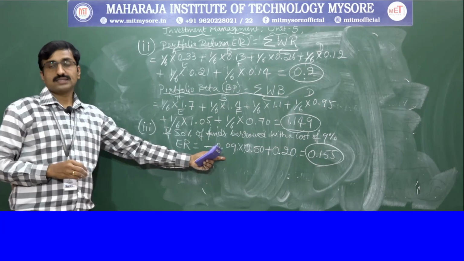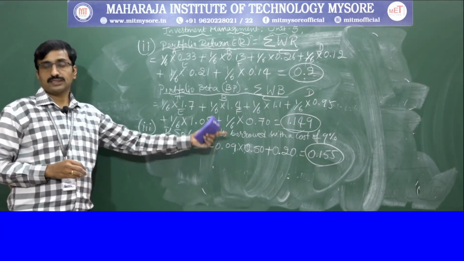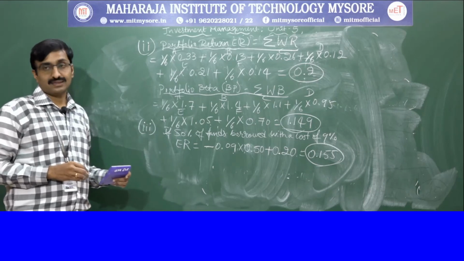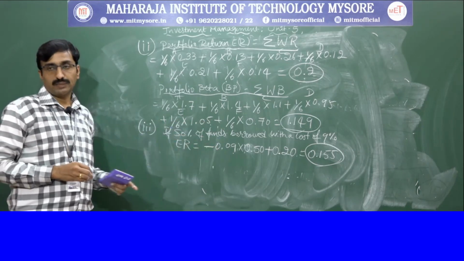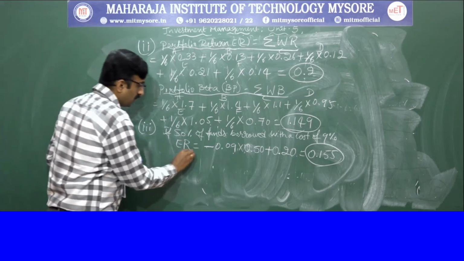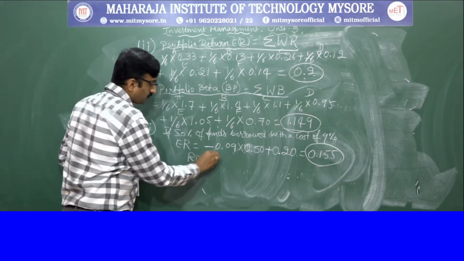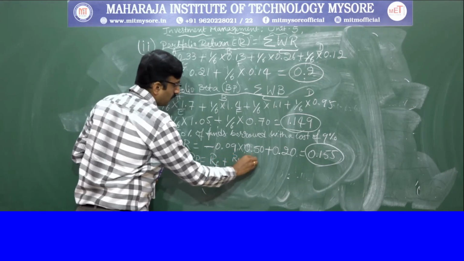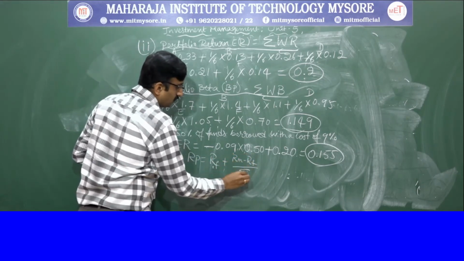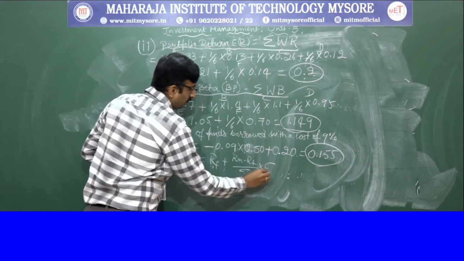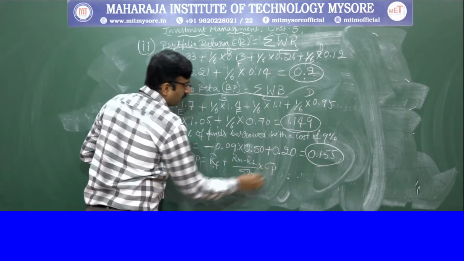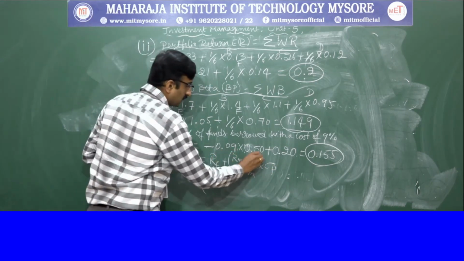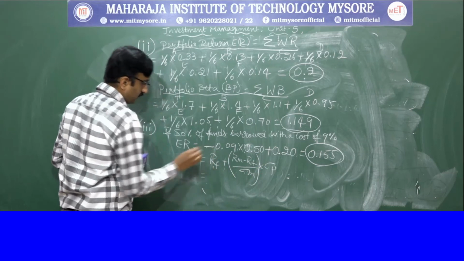Once we have found the return on the portfolio, the estimated return, then find out the estimated risk. Apply the formula: RP is equal to RF plus (RM minus RF) divided by standard deviation of M, into standard deviation of P. So apply this formula and find out.